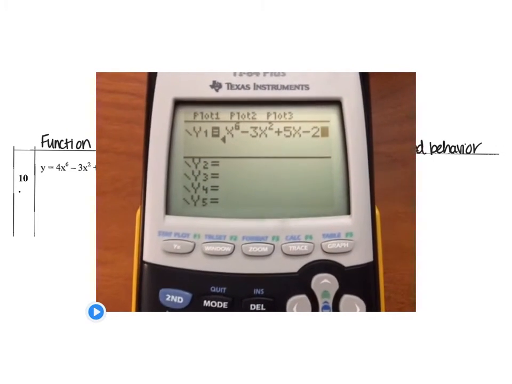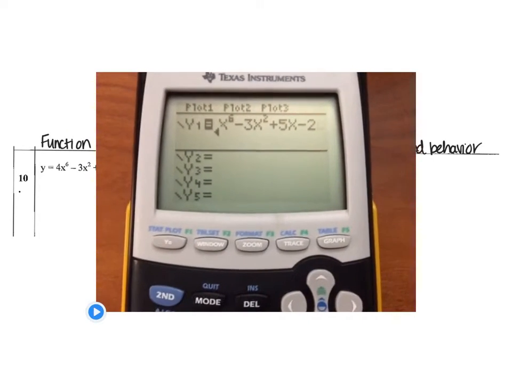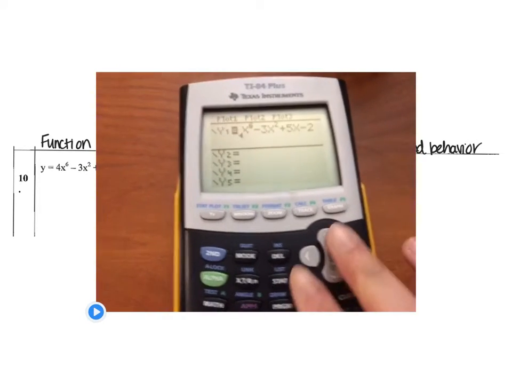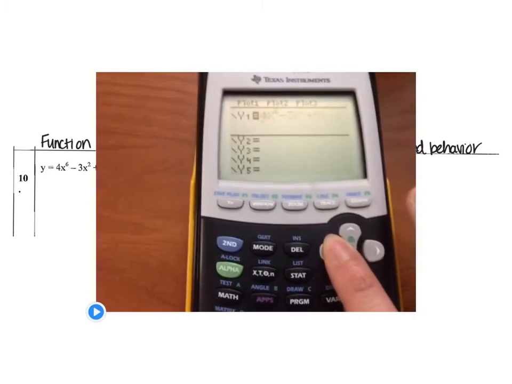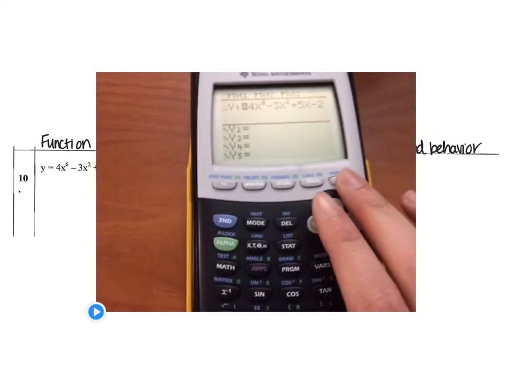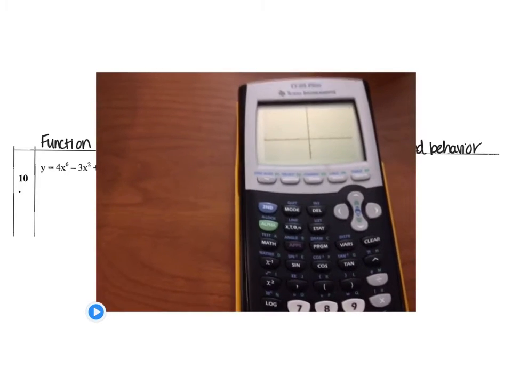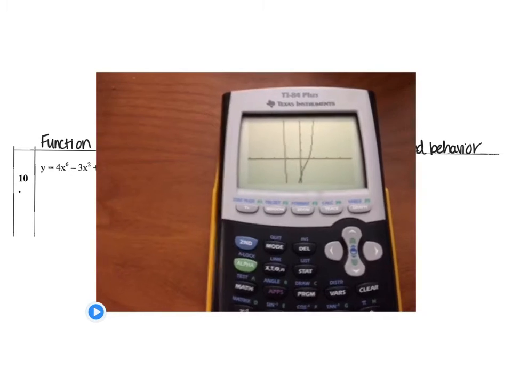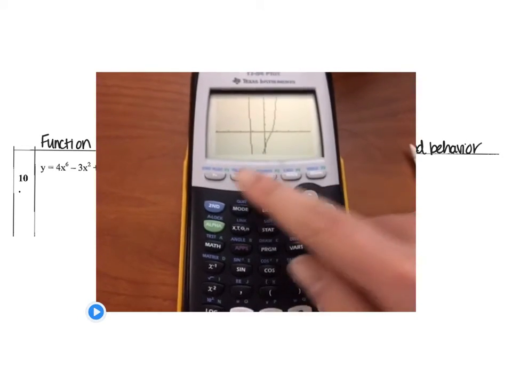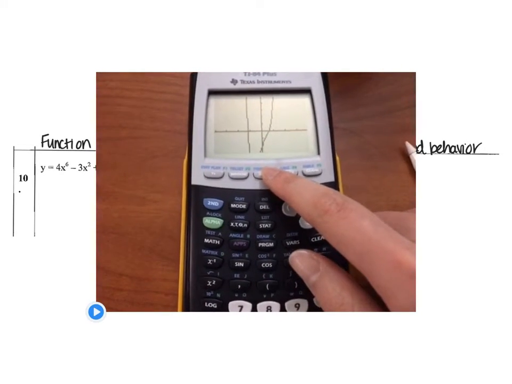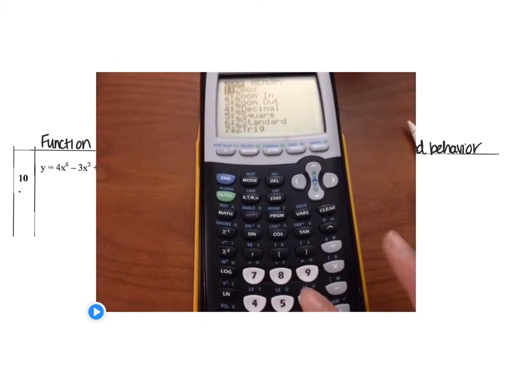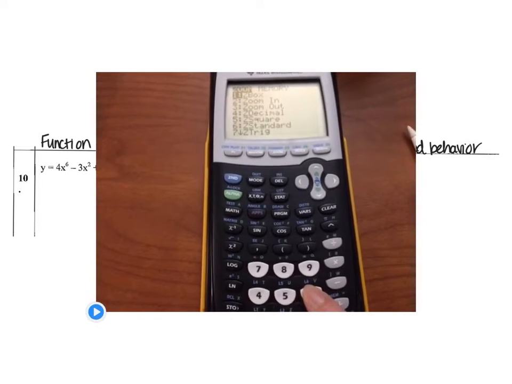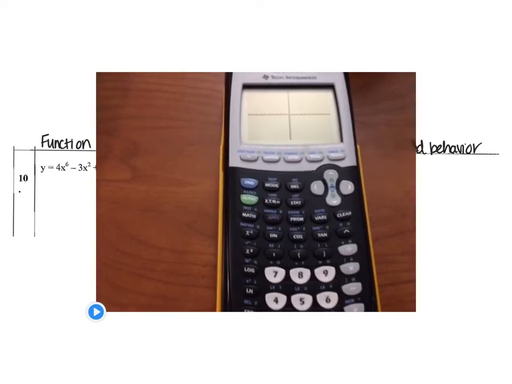Okay, let's check that that looks correct. I think so. 3x, 5x, and let me make sure that that was a 4, and it is. Okay, so I'm going to hit graph. And notice that my screen is kind of zoomed in, right? That's because of the previous problem I was working on. So to get that 10 by 10 graph again, I'm going to hit zoom, and I'm going to hit standard. That's button number 6. So I'm going to press 6 to get a standard graph.